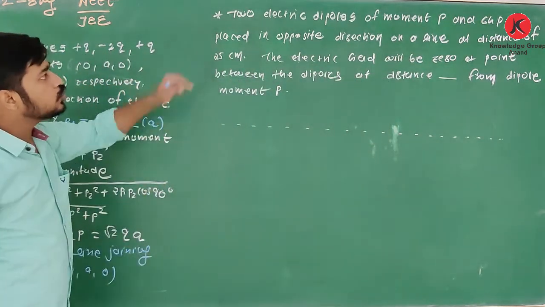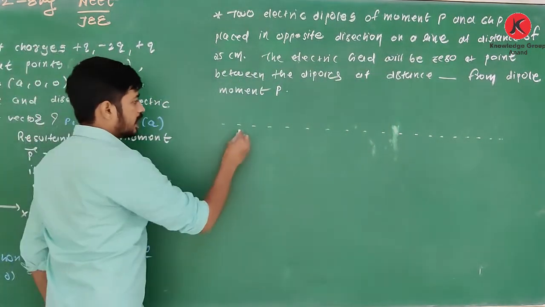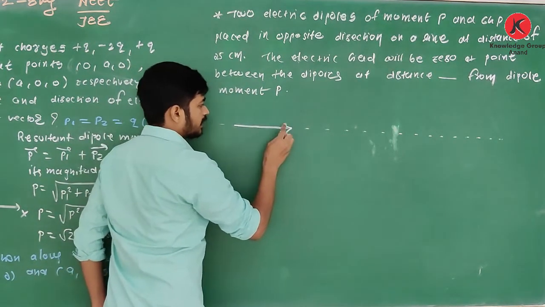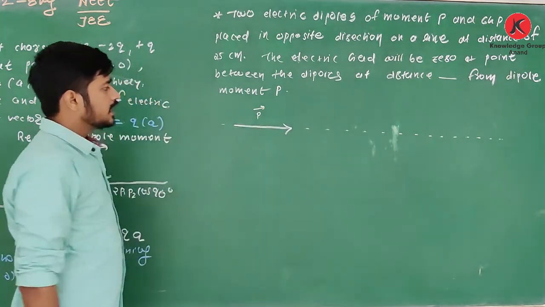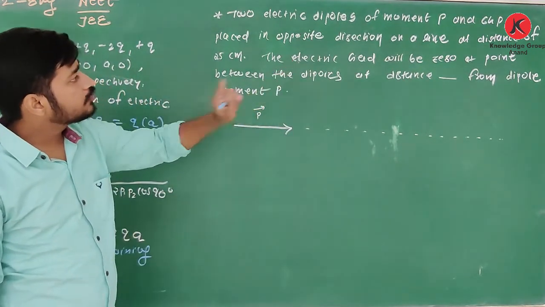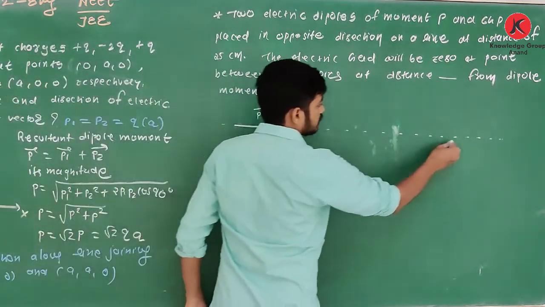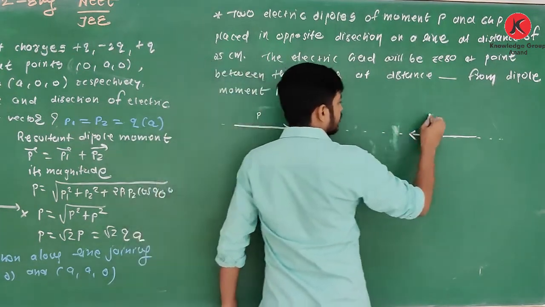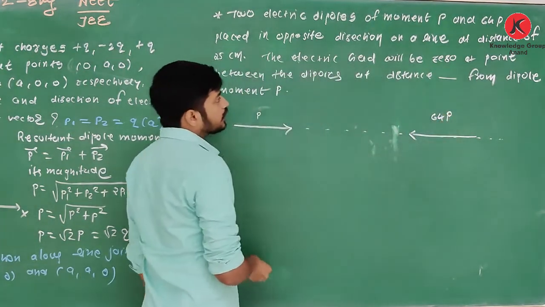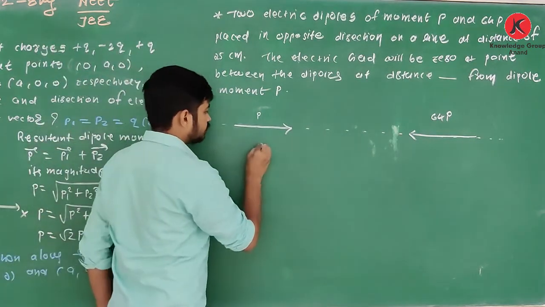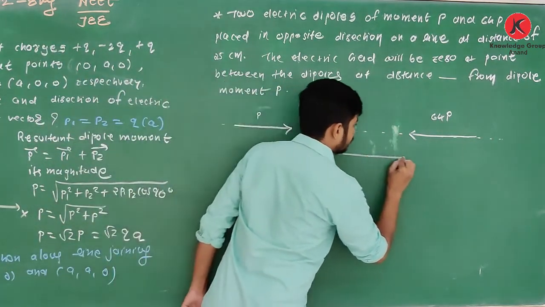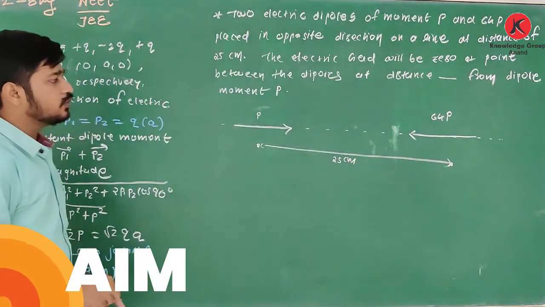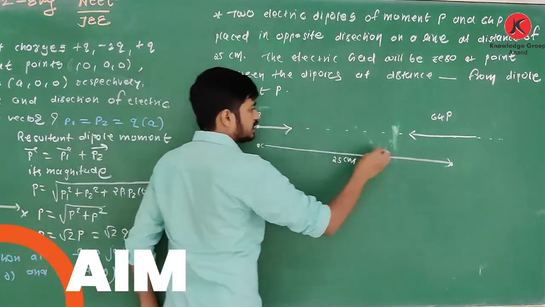Okay, two electric dipoles of moment P. Let this be the first electric dipole having dipole moment P, in this direction. Okay, and 64P, they are placed opposite. So yes, it is in the opposite direction. Its dipole moment is P, and here it is 64P. What is the distance between them? Suppose this is the center. The distance between them is 25 centimeter, between their centers, okay, between their centers.